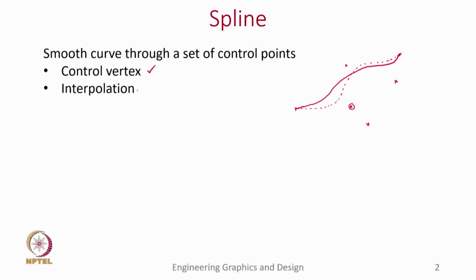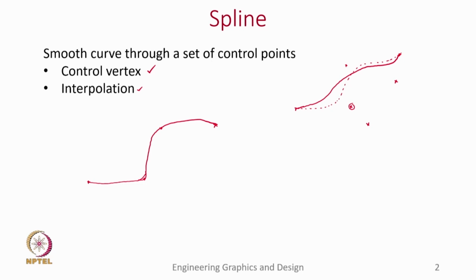The second method is the interpolation method, where once you specify the control points, you get a smooth curve passing through all of the control points. So, maybe something like this. Here it should pass through all the control points, but most importantly what we are saying is we are looking at a smooth curve joining all these points.